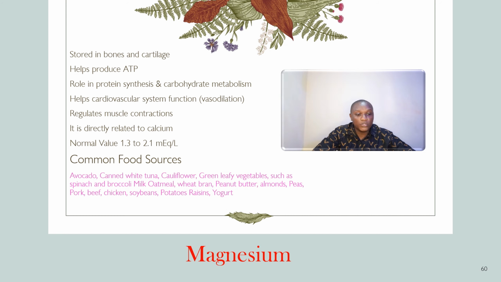So common food sources of magnesium are like avocado, canned white tuna, cauliflower, green leafy vegetables such as spinach and broccoli, milk, oatmeal, wheat bran, peanut butter, almonds, peas, pork, beef, chicken, soybeans, potatoes, raisins, and yogurt.